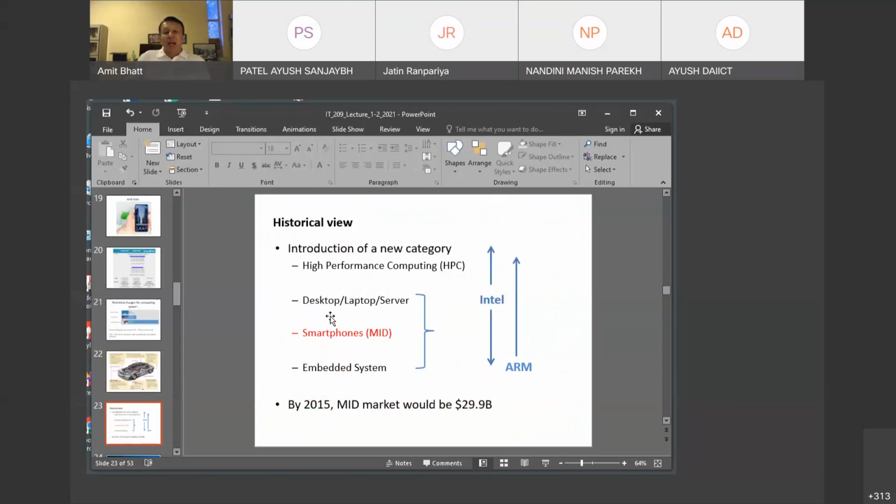Okay, so now we are coming into this historical view of architecture, what we call the battle of architecture. This is a very interesting thing to know from a historical perspective.